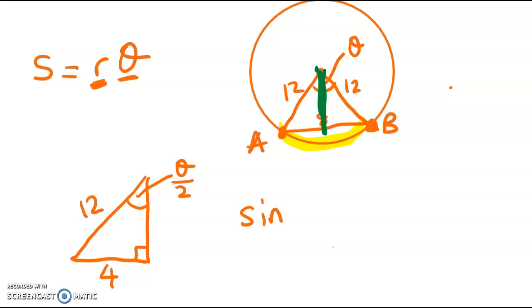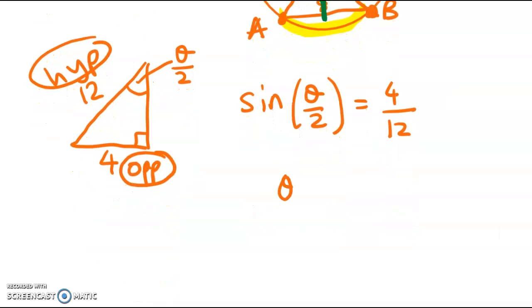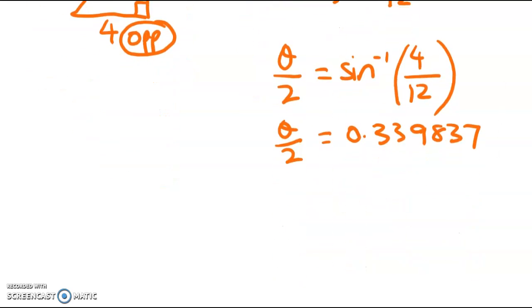Now what does that let me say? Well, sine of theta on 2 is equal to 4 over 12. This is the opposite side, and this is the hypotenuse. So half of theta is the angle whose sine is 4/12 or 1/3, and that gets me theta on 2 is equal to 0.339837. So make sure you're working in radians.